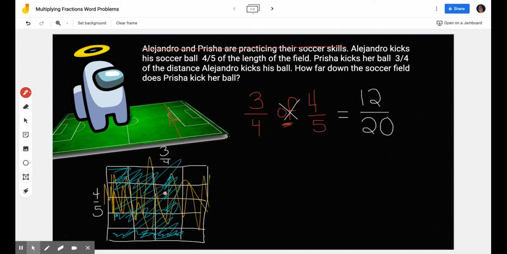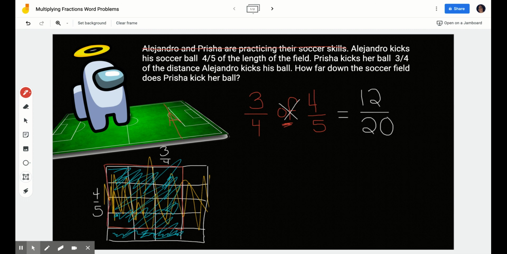But we know that when we draw the model, I drew 5 rows by 4 columns, shaded 4 out of the 5 rows, and then went back in and shaded 3 out of 4 columns. My product, we learned from yesterday's lesson, is where both of those shading colors overlap.